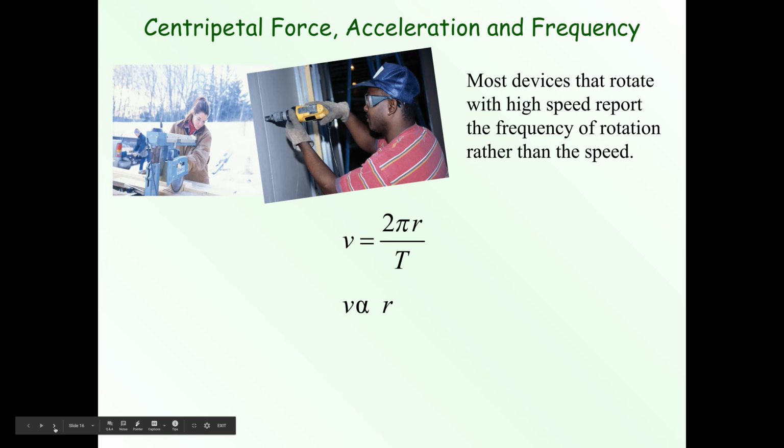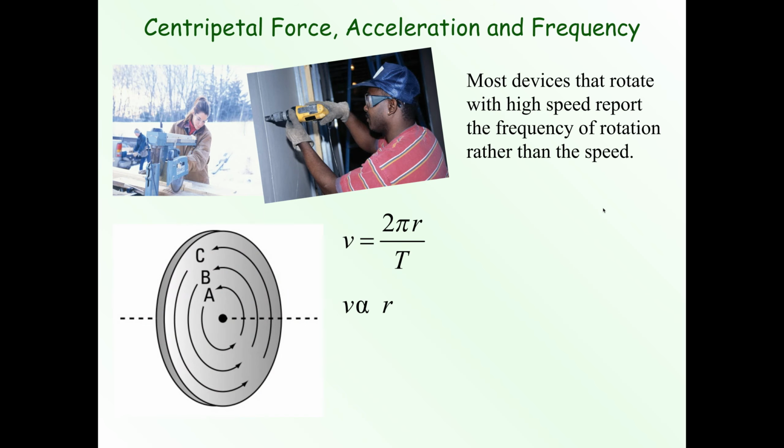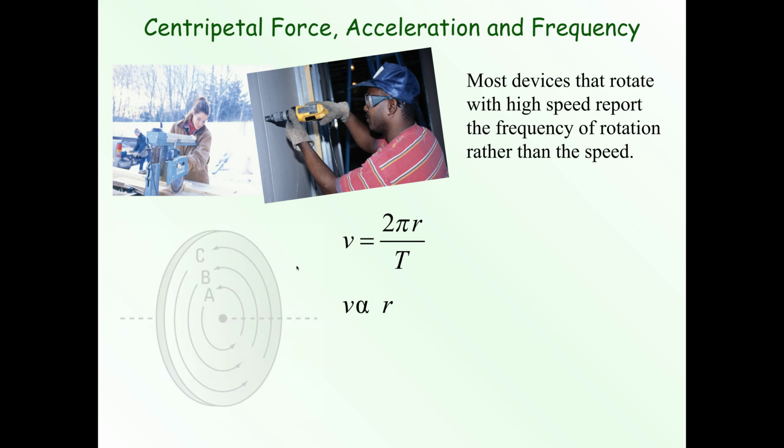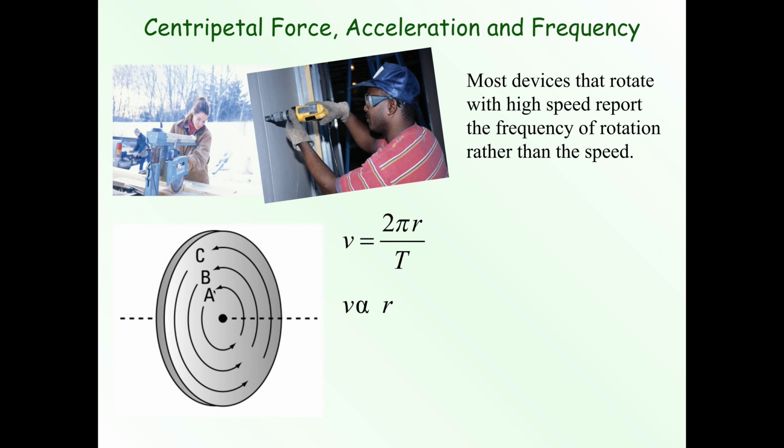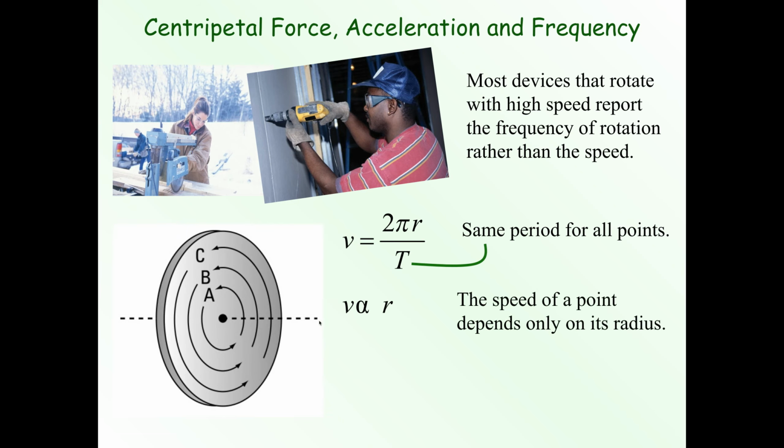And so in this case, velocity is proportional to our radius. The larger the radius, the larger the velocity. Just looking at this, A is going to move faster because it has a smaller radius. Or sorry, A is going to move slower because it has a smaller radius.